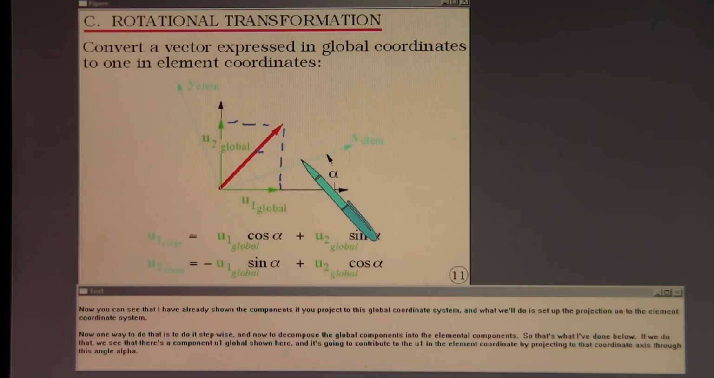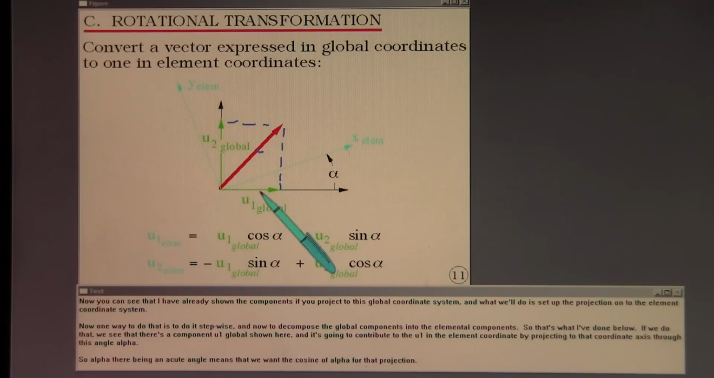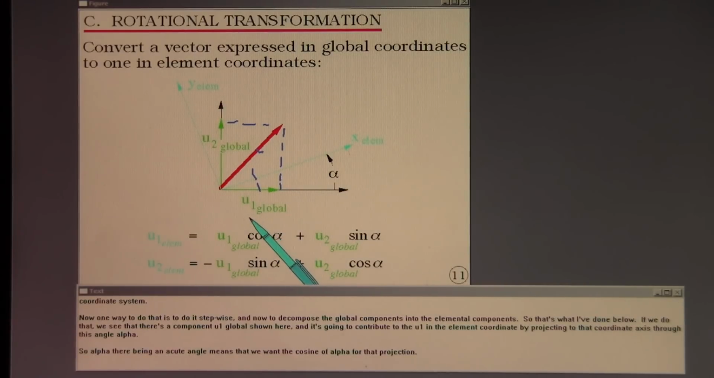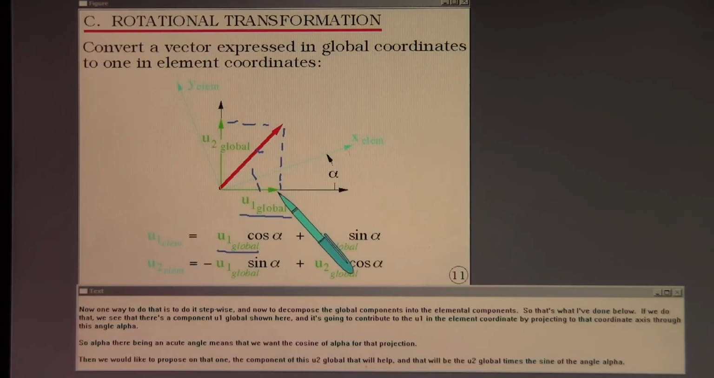And what we'll do is set up the projection onto the element coordinate system. Now, one way to do that is to do it stepwise, and now to decompose the global components into the elemental components. So that's what I've done below. If we do that, we see that there's a component U1 global shown here, and it's going to contribute to the U1 in the element coordinate by projecting to that coordinate axis through this angle alpha.